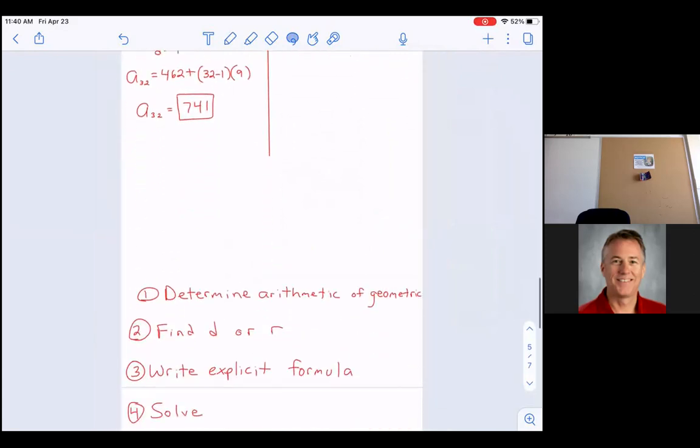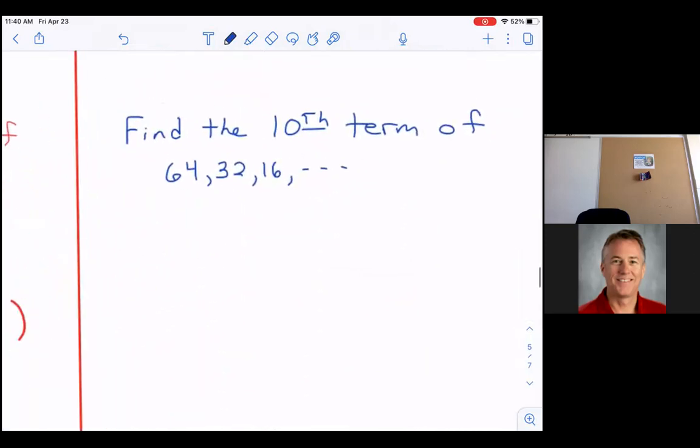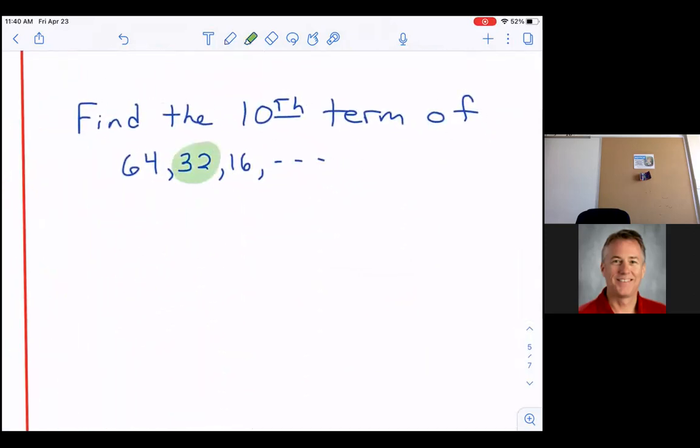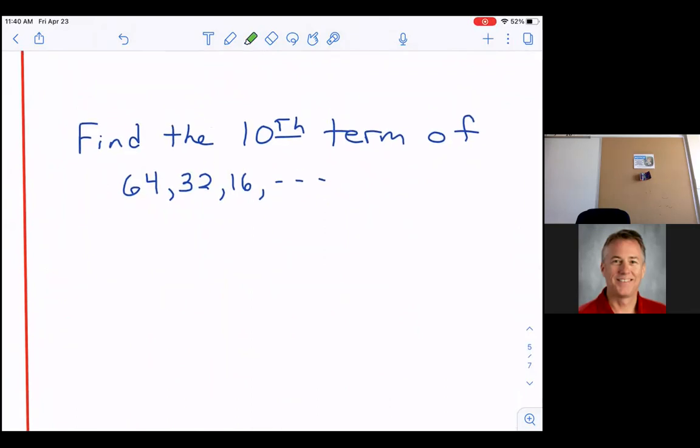So once we have done that, now let's find R in this case, right? So R, I can always get by taking one number divided by its previous term. So 32 divided by 64, or 16 divided by 32. In either case, R is 1/2 or 0.5. And you can write that either as a decimal or fraction. I think I did a decimal last time. I write it as a fraction, but it doesn't matter. I could write that as 0.5 also.